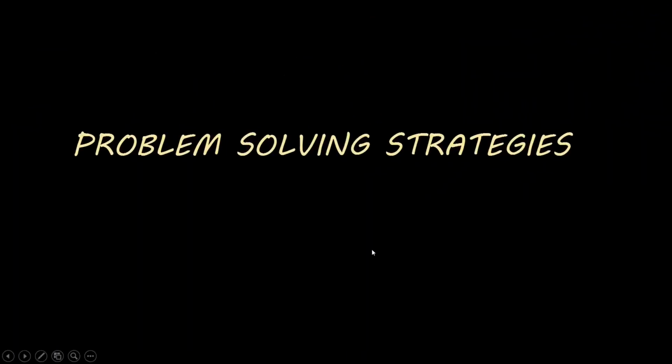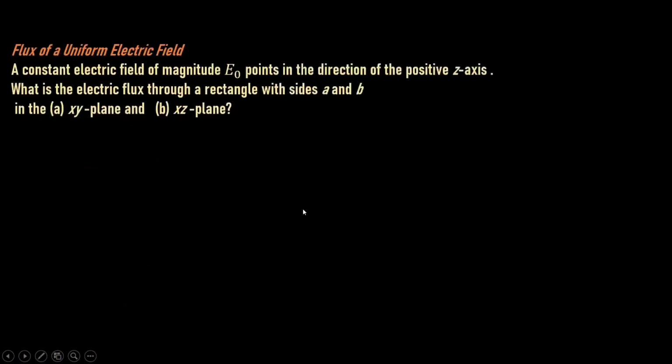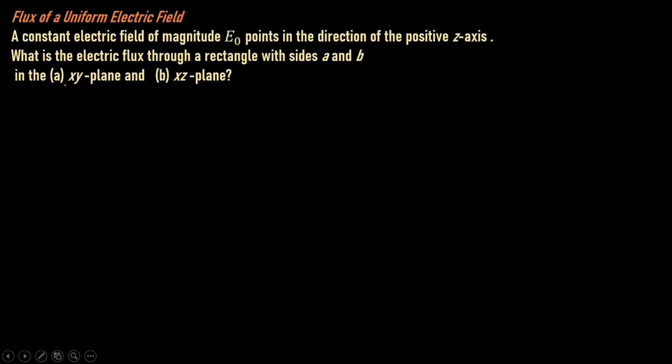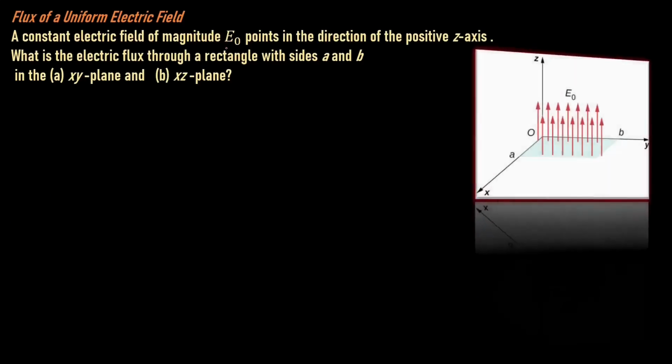Next, we have the problem solving strategies. Let us see how we can solve the problems involving flux. Let us see what the first situation is. A constant electric field of magnitude E naught, an arbitrary value, no fixed magnitude is given, so we have to deal with only the value E naught. It points in the direction of the positive z-axis.